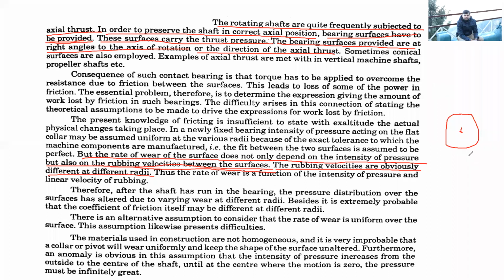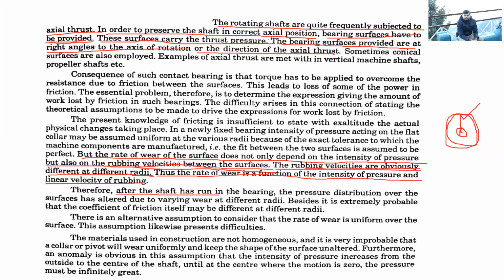If the value of diameter is less, the linear velocity will be less, and if the value of diameter is more, the linear velocity over there would be more. So depending on the diameter, at different radius, the rubbing velocities are different. Thus the rate of wear is a function of intensity of pressure and linear velocity of rubbing. So the second thing which we came across, that the wear and tear which takes place while rotation will depend on two factors. One is the intensity of pressure, and second one is the rubbing velocity at various radii.